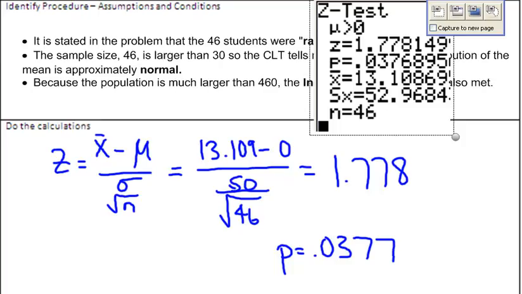Now, that means I would reject the null hypothesis if alpha equals 0.05. But if alpha equaled 0.01, I would not be able to reject the null hypothesis. So for homework, see if you can write a good conclusion to this problem.